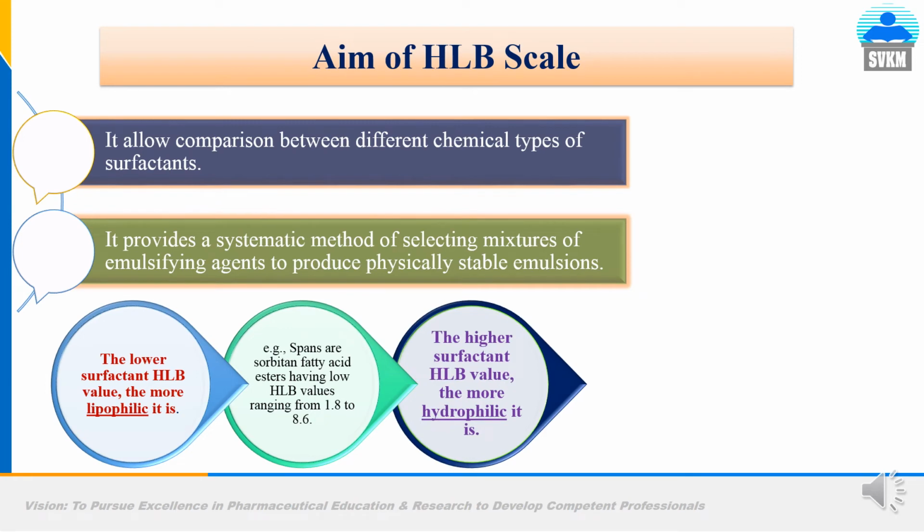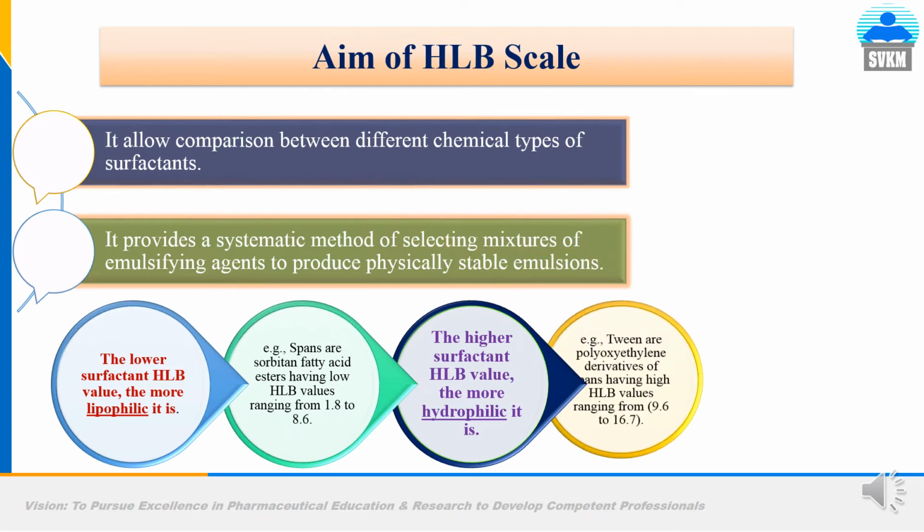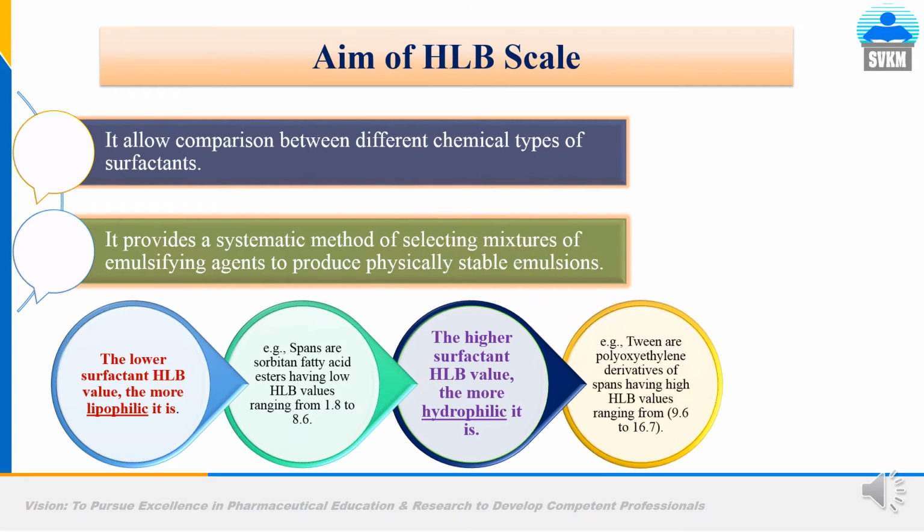Those surfactants having a higher HLB value are hydrophilic in nature. An example is what? Tweens. So all Tween derivatives, right? Tween 20, Tween 80, Tween 40. All Tweens, that is polyoxyethylene derivatives of your Spans, have high HLB values. It generally lies between 9.6 to 16.7. It means that those surfactants having an HLB value in between this range are hydrophilic in nature, right?